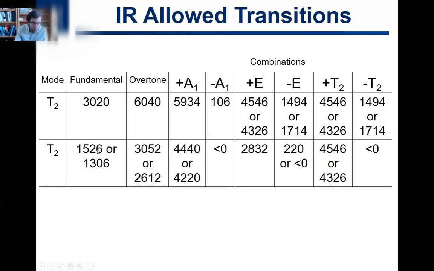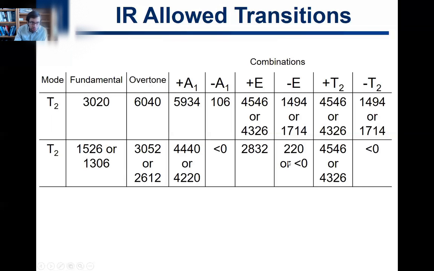If T2 is 1526, E is going to be 1306. So that gets you 1526 plus 1306, which is 2832. If T2 is 1306, then E is 1526. So that gets you 1306 plus 1526, which is the same thing, 2832. So that one ends up being the same. Then subtracting them, if T2 was 1526, we could subtract 1306 to get 220. If it was the other way around, that would be 1306 minus 1526. That's a negative number, so we don't have to worry about that one. That's not valid.